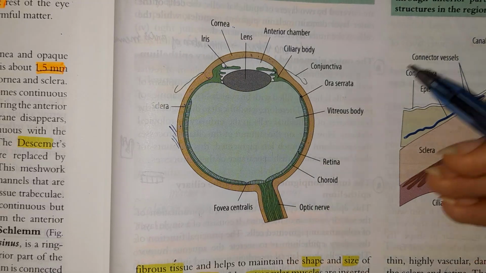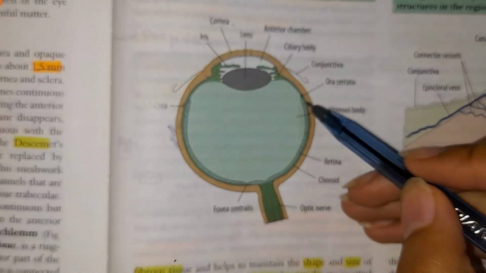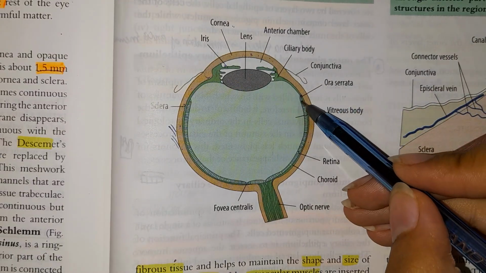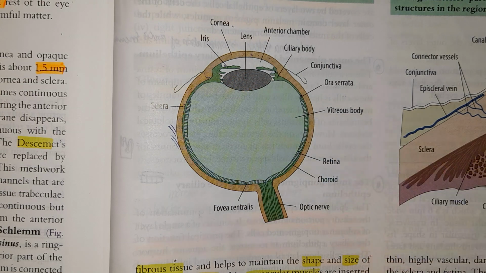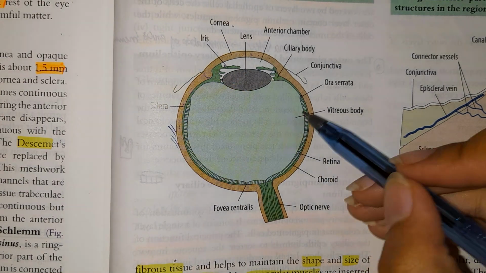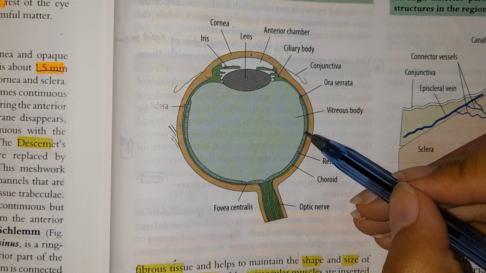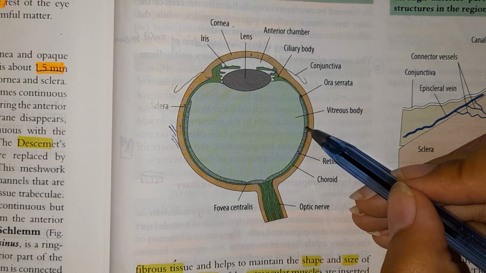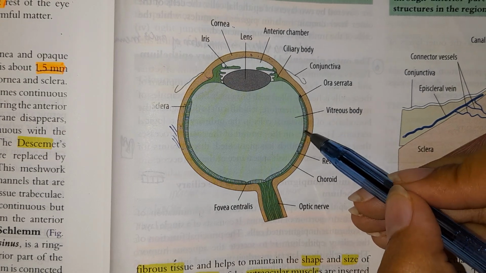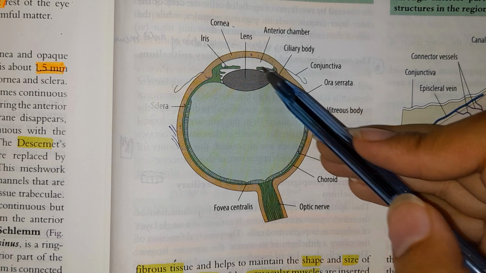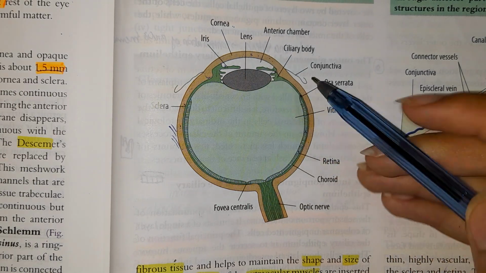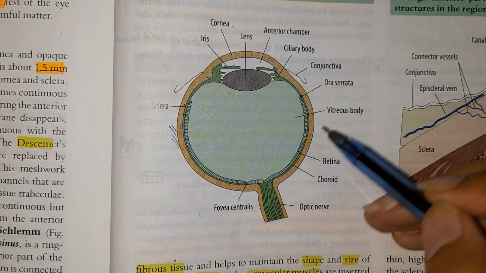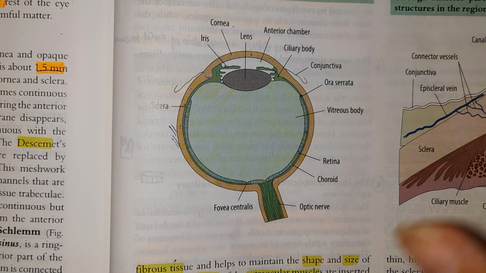Now in today's video we are going to discuss the retina. The retina is the innermost layer of the eyeball, and it is the neuronal layer which converts the light coming from the outside into neuronal signals. Now we have certain things.